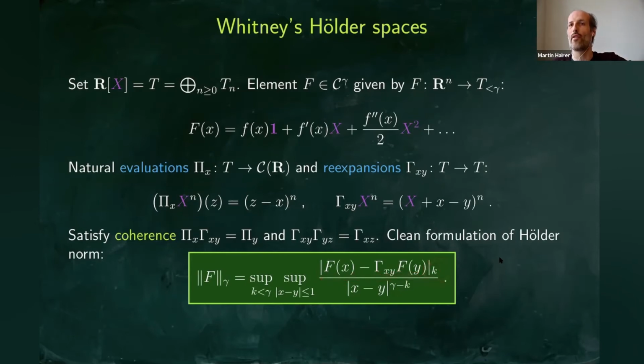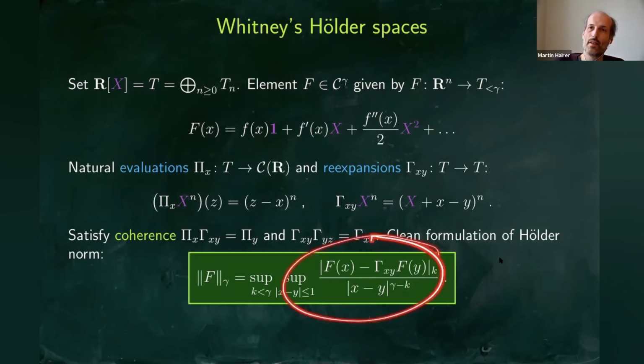I look at the coefficient in front of the monomial of degree k, so the coefficient in front of purple x to the k. These are polynomials in purple x. I look at the kth coefficient, and then I impose that that kth coefficient is of size |x minus y| to the γ minus k. So in particular, the 0th coefficient would be |x minus y| to the γ.